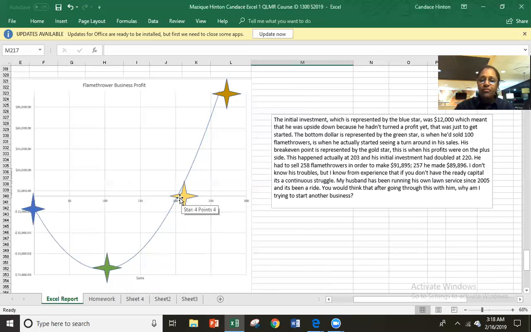He had to sell 258 flamethrowers in order to make $91,895. When he sold 257 items, he made $89,896.